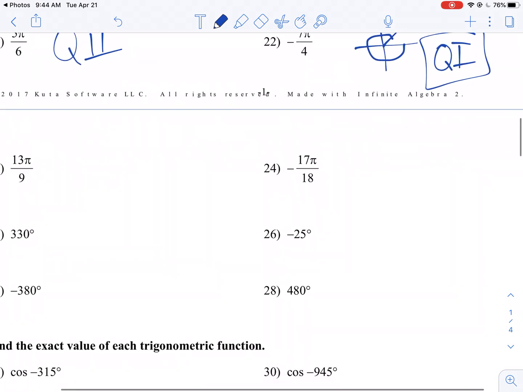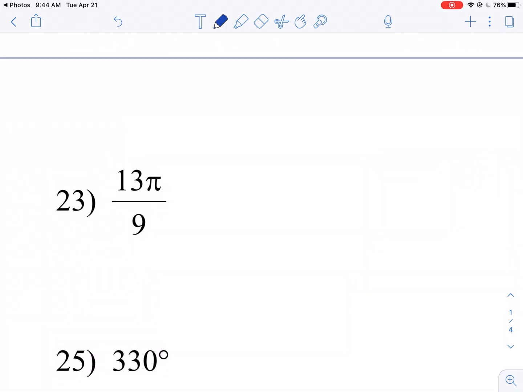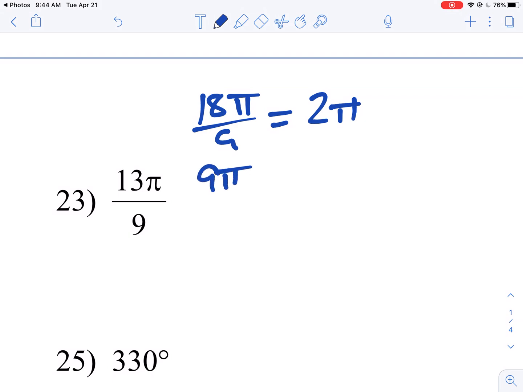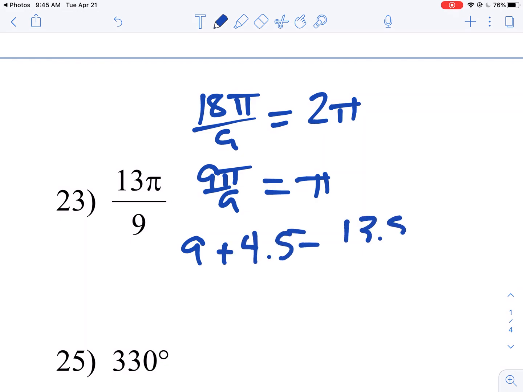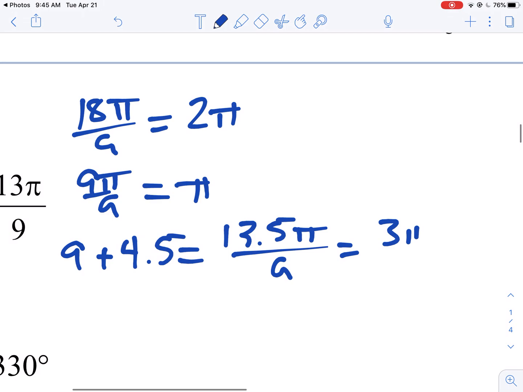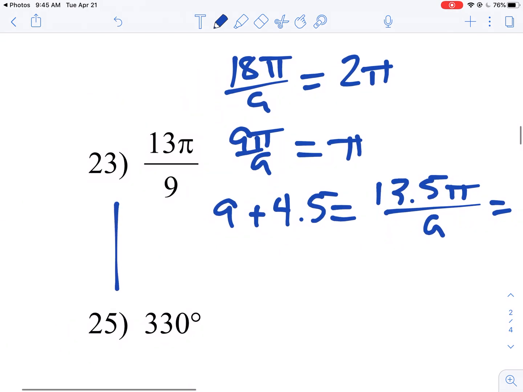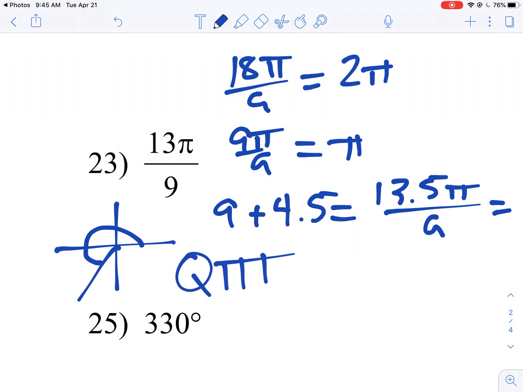We can start doing some other estimations, such as number 23, 13 pi over 9. Well, we know that 18 pi over 9 would be 2 pi. 9 pi over 9 would be pi. We have to break that down. 9 and half is 4.5. So 9 plus 4.5 would give me 13.5 pi over 9 to equate to 3 pi over 2. So we know that this 13 pi over 9 has to fall somewhere in this quadrant 3 range. So I'm going to go ahead and say that that's quadrant 3.